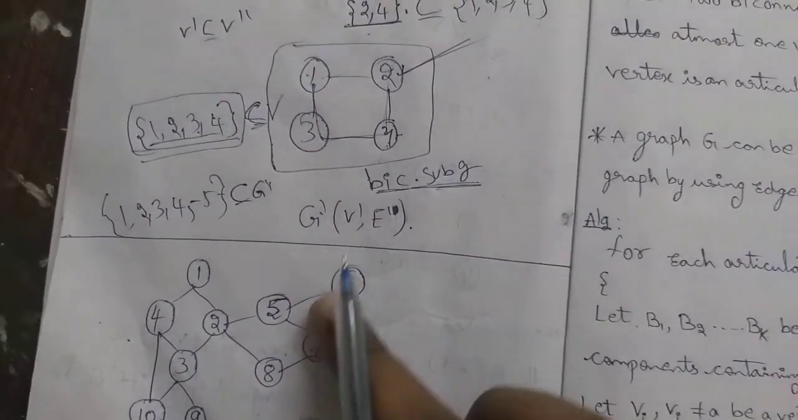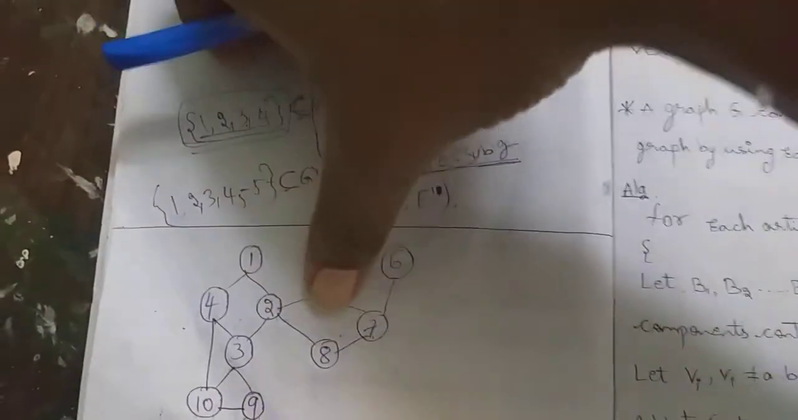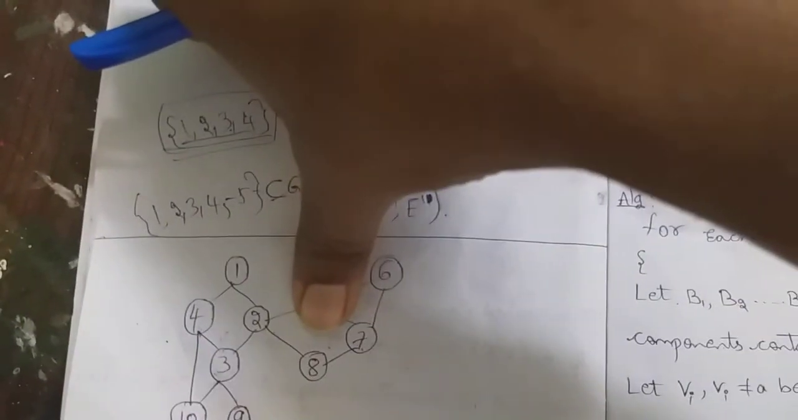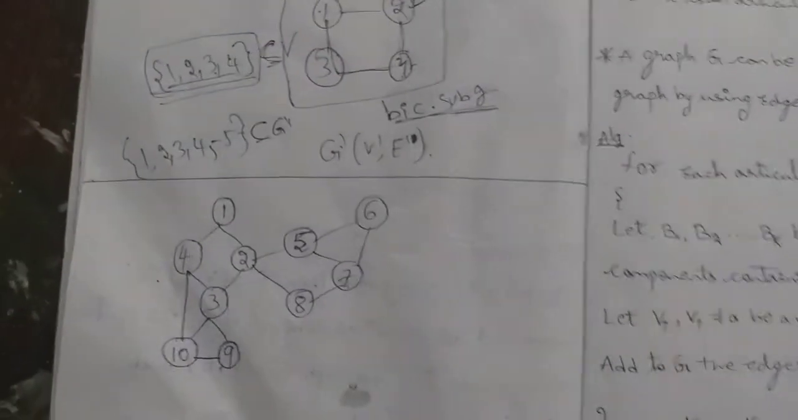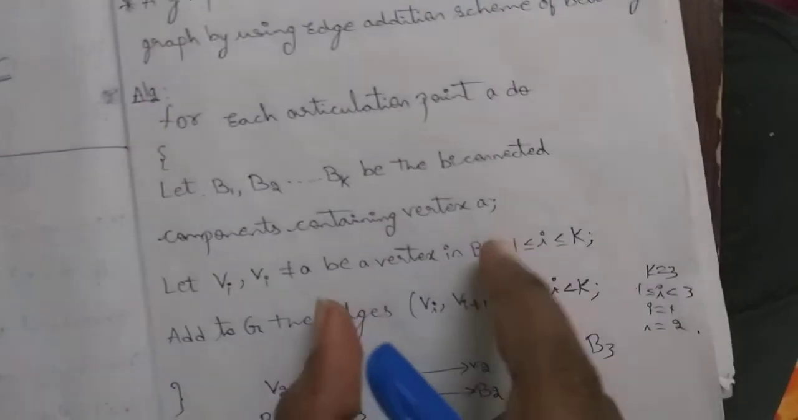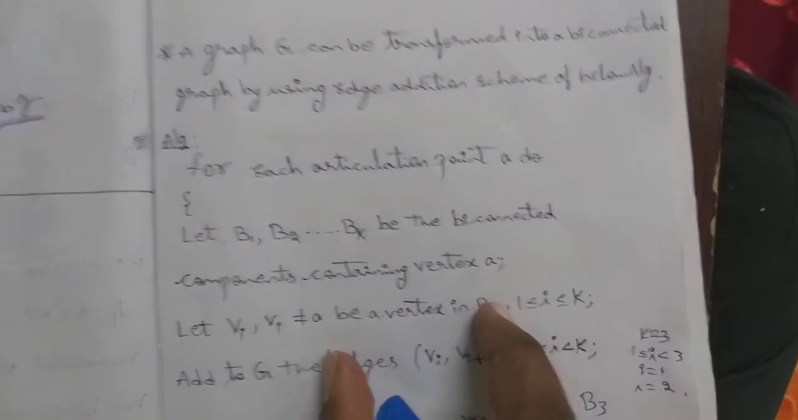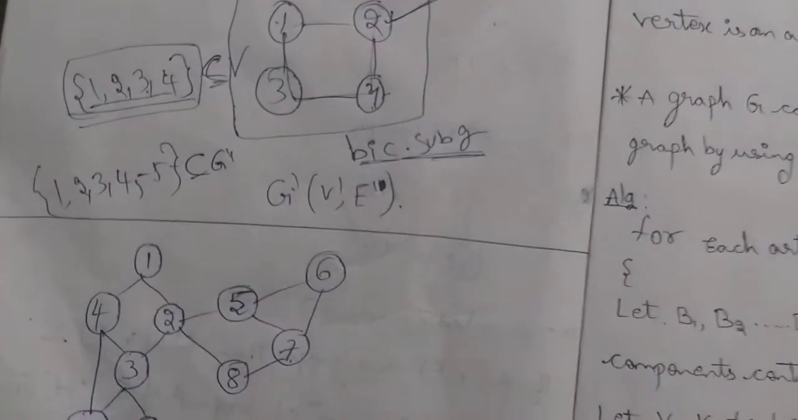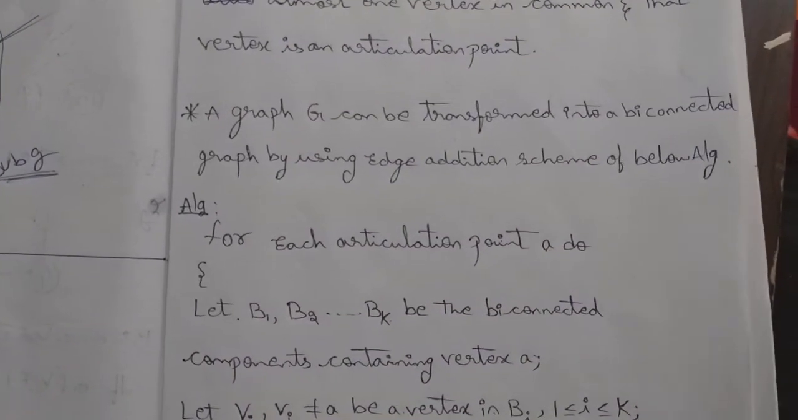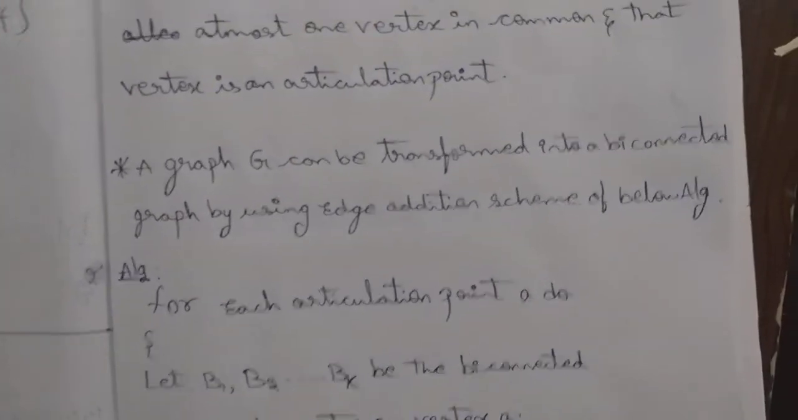After the edge is added, if we remove 5 along with its edges, then vertices 7, 6, 8, 2 and all the remaining vertices are still connected. Understood? This is an algorithm to make a graph that is not biconnected into a biconnected graph. In the next class we will see more about this, how to find an articulation point using an algorithm.